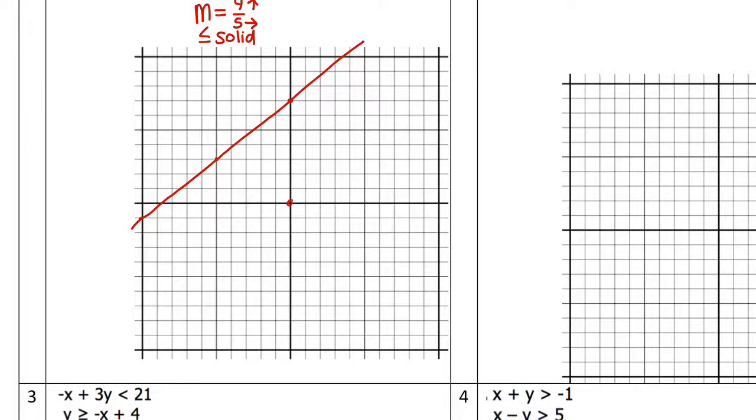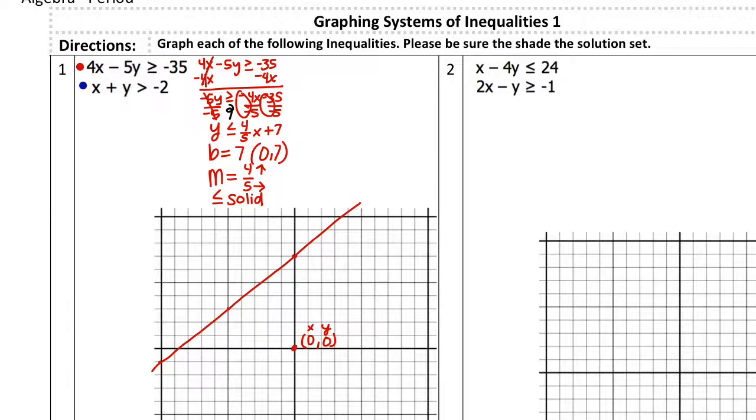So I'm going to check the point 0, 0. I'm going to plug in 0 for x and 0 for y and see if it makes my inequality true. So let's go back up to our inequality. My inequality was 4x minus 5y. So I'm going to write 4 times 0 minus 5 times 0. And I want to check if this is greater than or equal to negative 35.